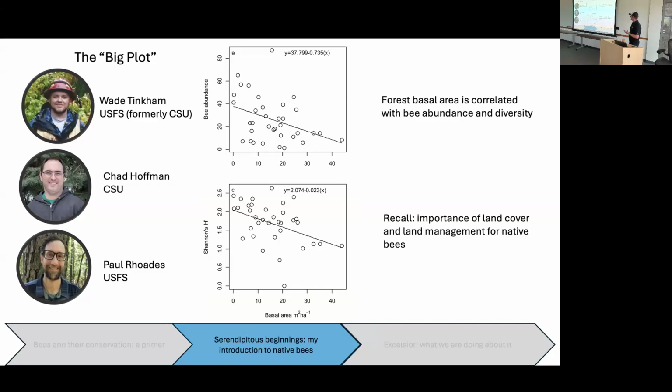And so recall, there's a strong importance of land cover and land management on native bees. Well, as foresters, I have 3 degrees in forestry. If you want to improve bee biodiversity in the forest, you're going to get an increase of bee abundance and diversity. So this is promising to me because it's something that's directly manipulable that we as land managers can do something about.